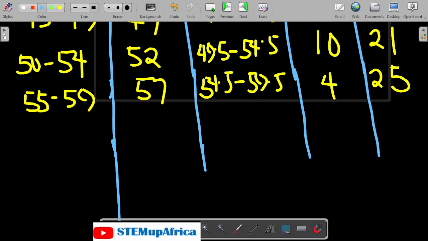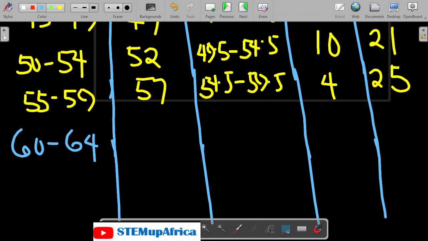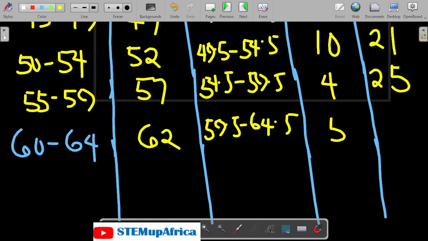Next, we have 60 to 64. The class mark here will give me 62. Here is now 59.5 to 64.5. Frequency is 5. Here is now 30.